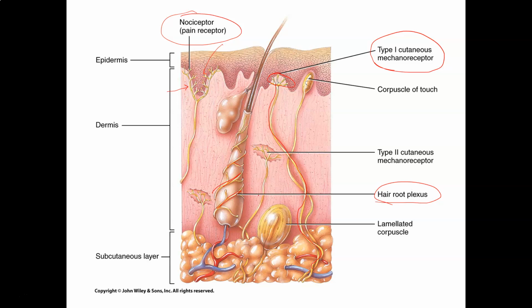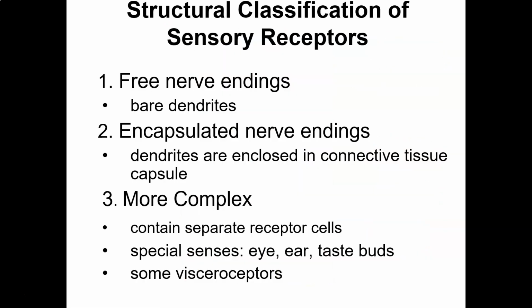And then we also see some encapsulated examples, like this type 2 skin touch receptor has some connective tissue around it, or here's something called a Pacinian or laminated corpuscle. It's got connective tissue wrapped around it. So lots of those two types of sensory receptors. So based on what the actual sensory receptor is made of, there are three basic structural classes. We just looked at the first two.